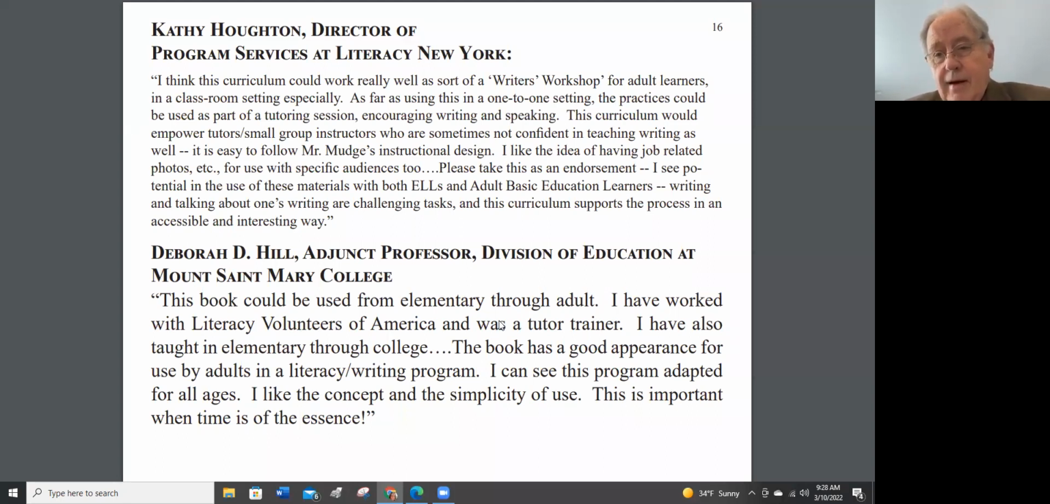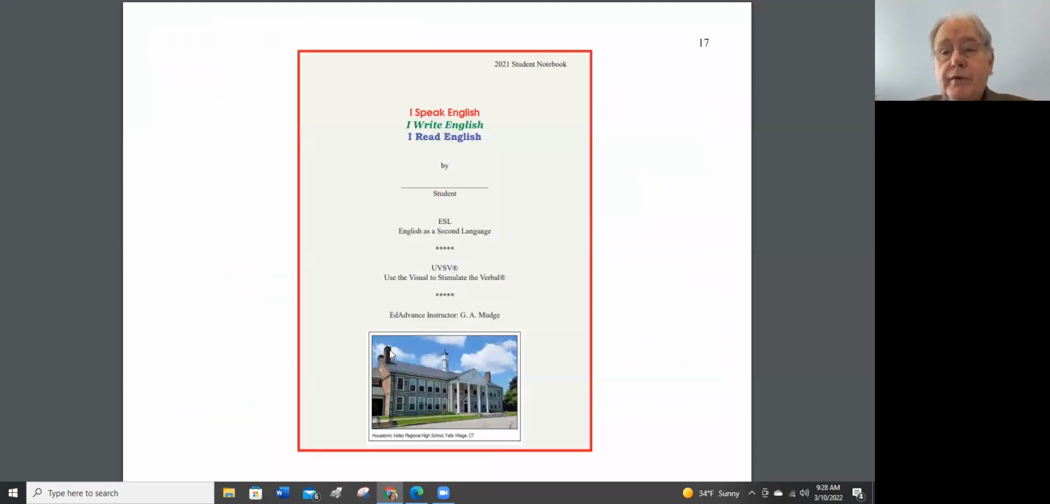So I talked with Ed Advance, and they said, if you want to use them in teaching ESL with Ed Advance, let's give it a try. And that's what I'm doing at the moment. Maybe let's move to the next slide.